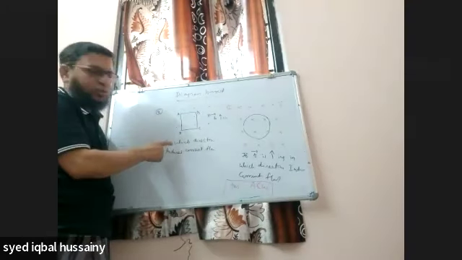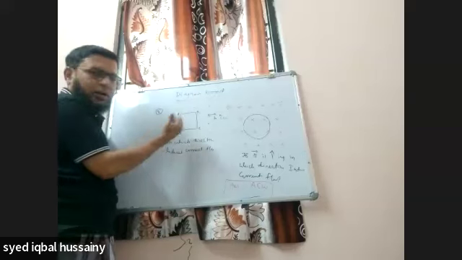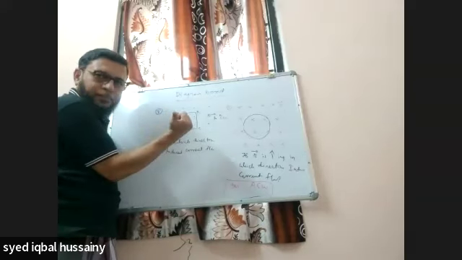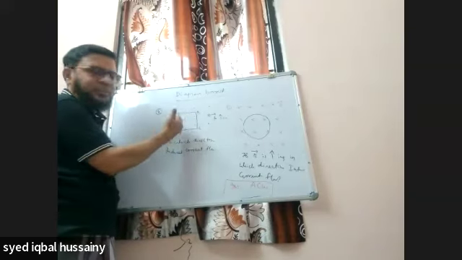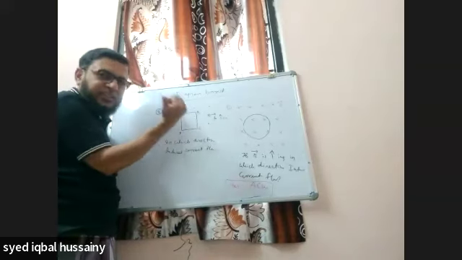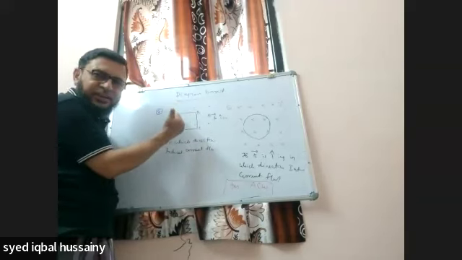Now we will check. The dot is there, and the magnetic field lines are increasing. Dot means it is coming out of the board. First you see that the dot is given. The magnetic field lines are coming out of the board in the increasing direction.